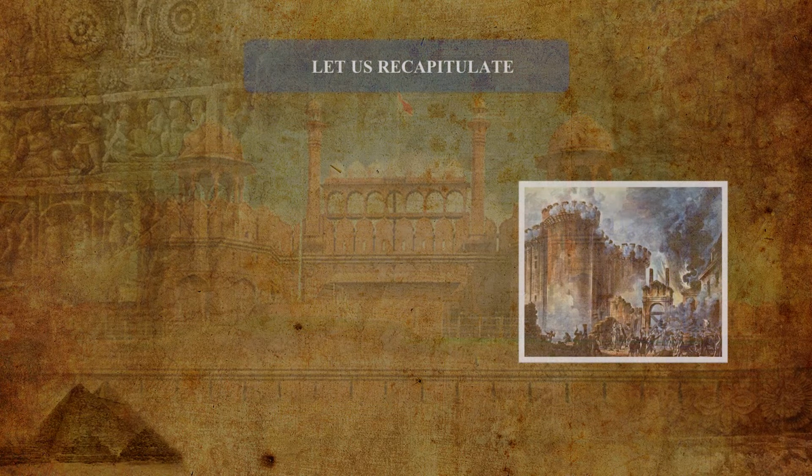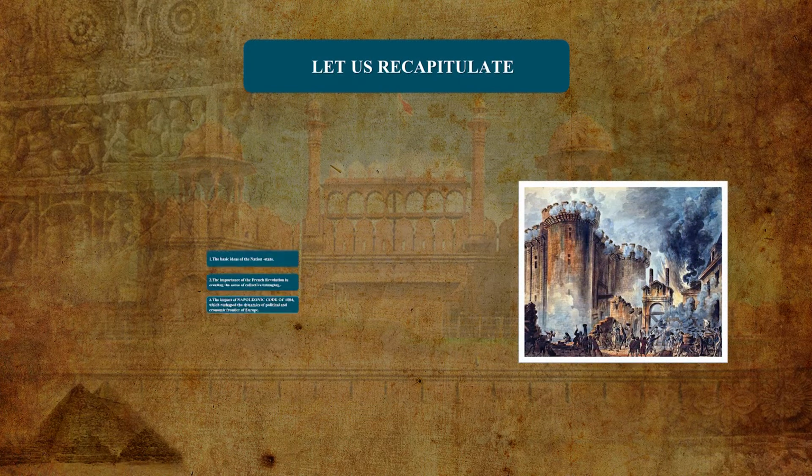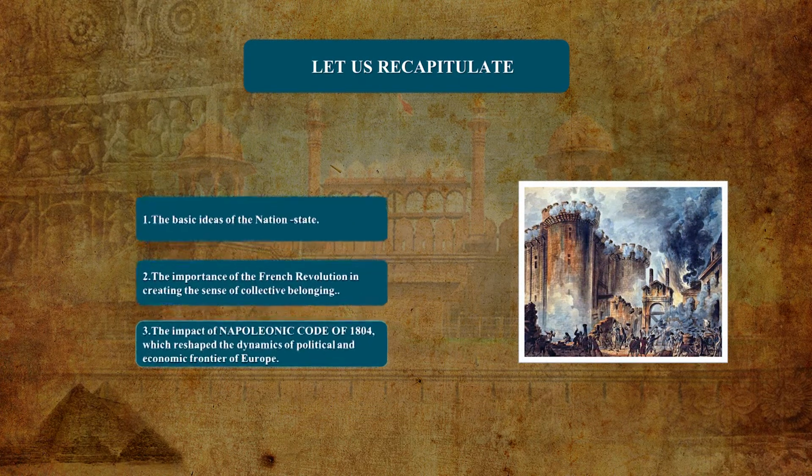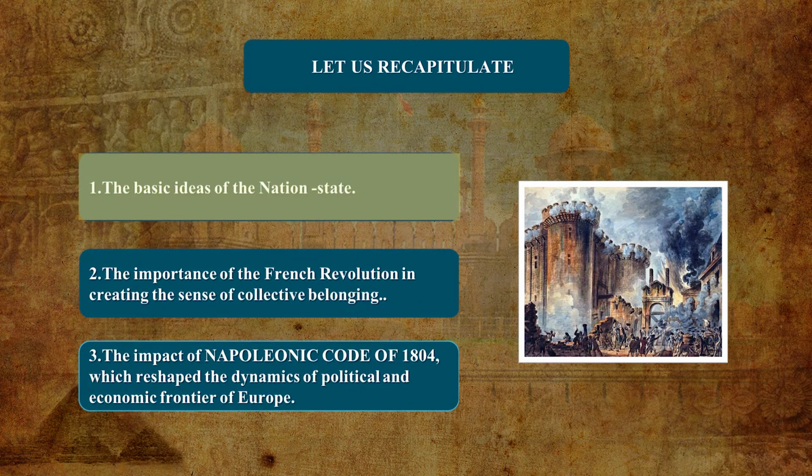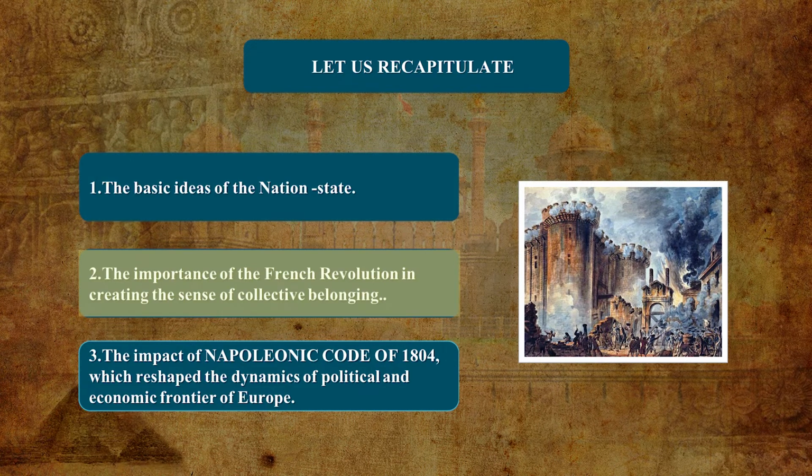Now, let us recapitulate what we did in session 1. We discussed the basic ideas of the nation state, like having a centralized administrative system, and some shared and common history. We have also studied the importance of the French Revolution, the revolution that changed the history of France and Europe, not only for once, but for all. It created the basis of nationalism.